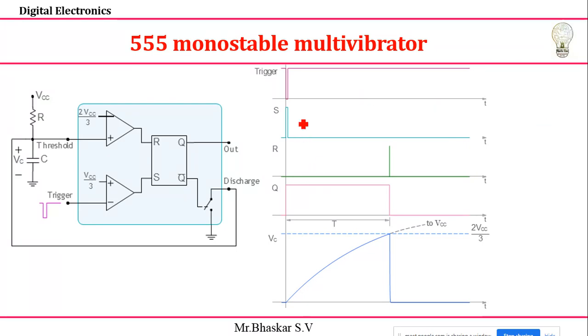Immediately my reset pin is 1, so the output Q is immediately 0. Initially Q is 1 because of set, and next it is immediately 0. It will maintain the same state. And for the capacitor voltage, you can see the voltage I'm going to take here is 2/3 of VCC. The capacitor starts charging from 0 to 2/3 of VCC. Once it reaches 2/3 of VCC, immediately it comes down to 0 and maintains the same state.